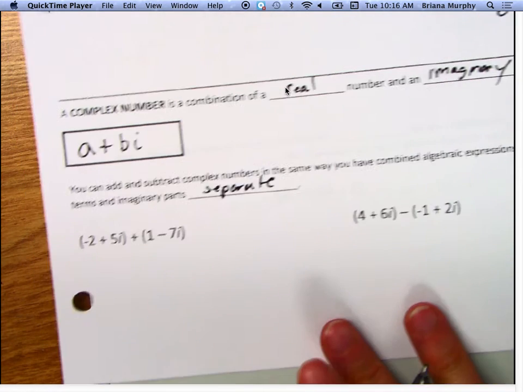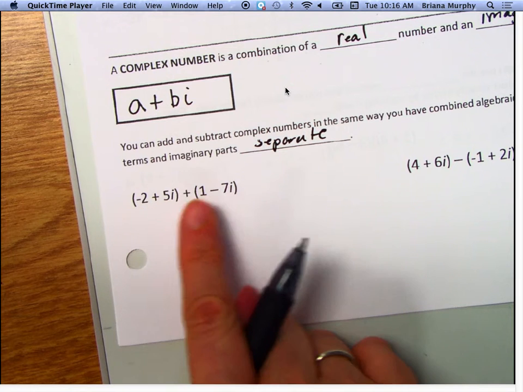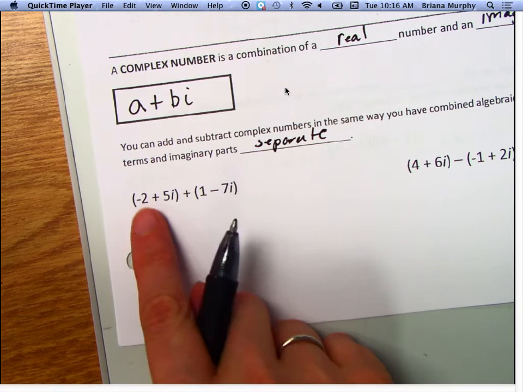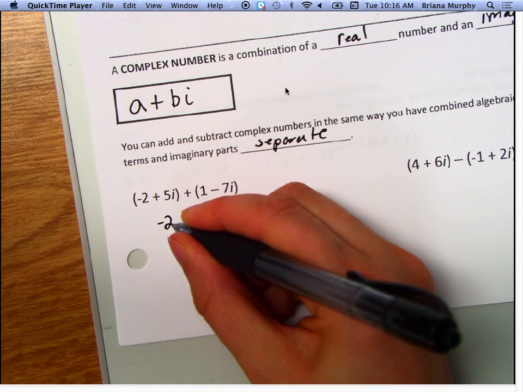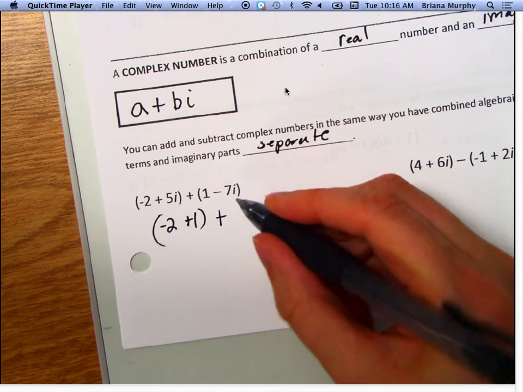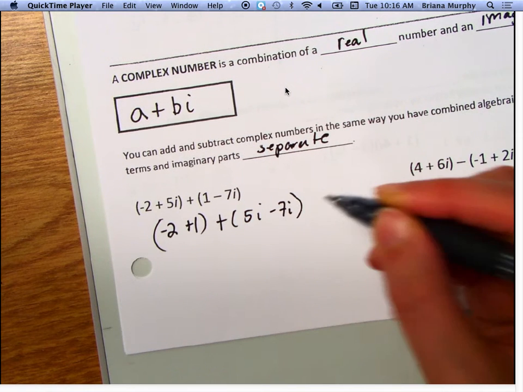Okay? So, I need your help. What can I combine? I'm adding these two things together. So what things can I add together? Negative 2 and 1. So negative 2 and 1 can be added together. What else? 5i and negative 7i. Okay, so let's do it.